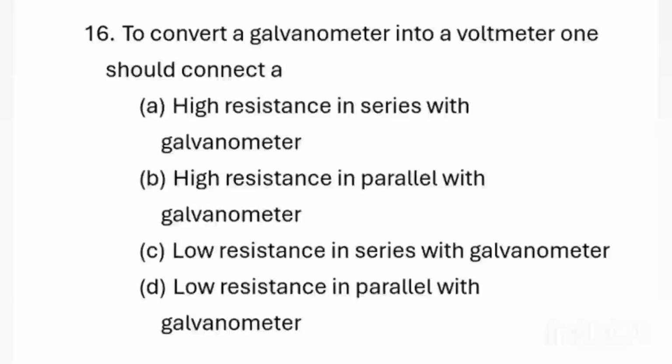Question number 16. To convert a galvanometer into a voltmeter, one should connect a option A. High resistance in series with galvanometer, option B. High resistance in parallel with galvanometer, option C. Low resistance in series with galvanometer, option D. Low resistance in parallel with galvanometer.